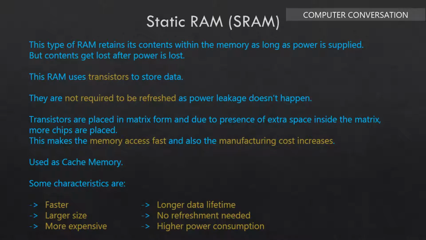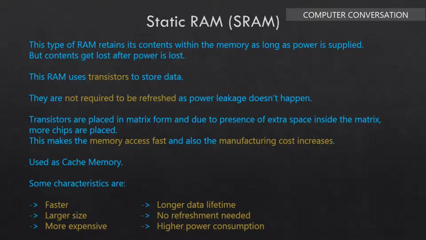Transistors are placed in matrix form and due to the presence of extra space inside the matrix, more chips are placed. This makes the memory access fast and also manufacturing cost increases. They are generally used as cache memory. Some characteristics are faster, larger size, more expensive, longer data lifetime, no refreshment needed and higher power consumption.